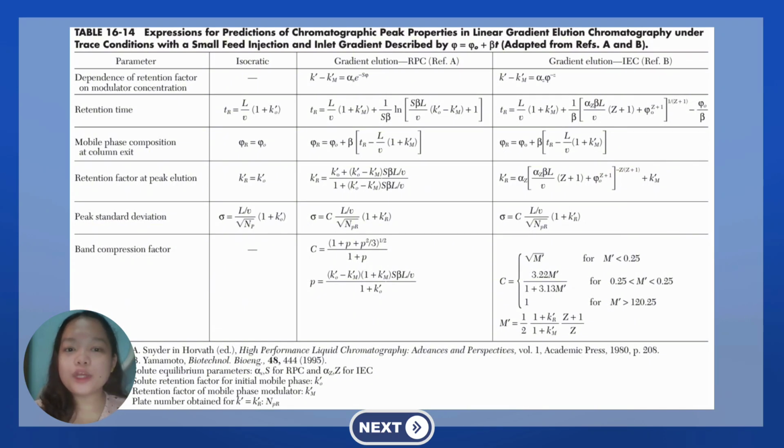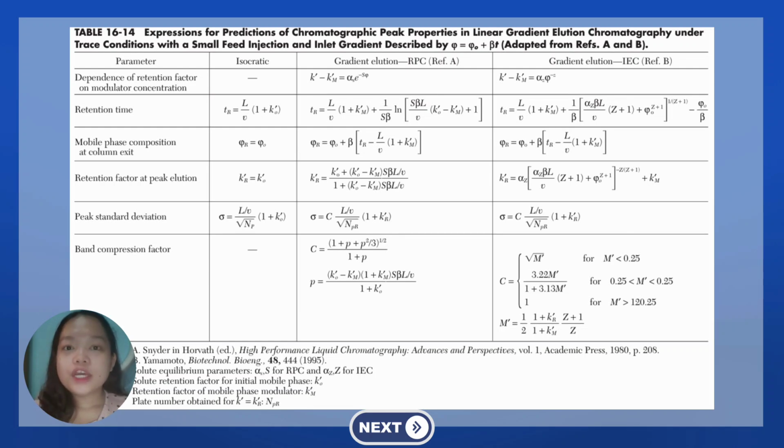Lastly, the band compression factor. In gradient runs, especially IEC, peaks can become sharper. This is called band compression. It depends on how the solute and the mobile phase components move through the column. This sharpening helps improve separation and resolution.